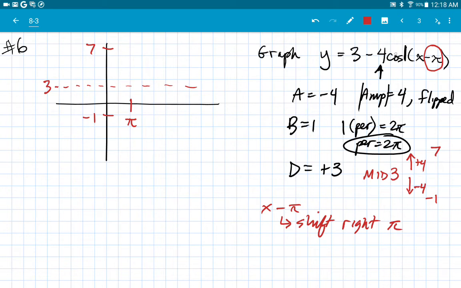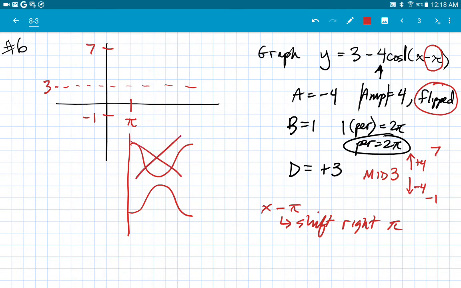From here, we can go ahead and just draw our sketch. We have a cosine graph, so from pi we will either look like this or look like this at this location right here. We know that the graph is actually flipped, so we can rule out the upright u. It will look like an upside down u.